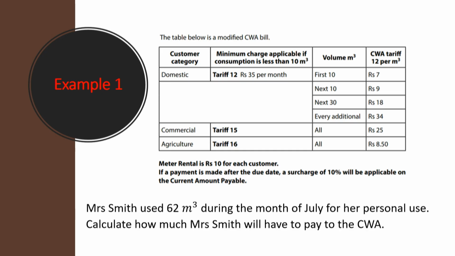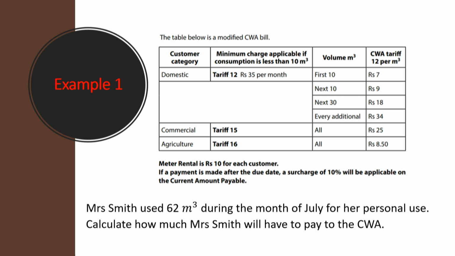Let us consider the first example. The table below is a modified CWA bill. Mrs. Smith used 62 meter cube during the month of July for her personal use. Calculate how much Mrs. Smith will have to pay to the CWA.